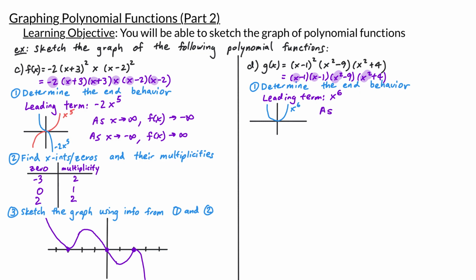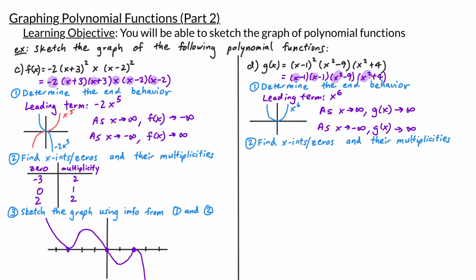And so, as x goes to infinity, meaning as we trace our graph to the right, for x to the 6th, the graph goes up. So our function g of x will behave the same way, which means that g of x will go to positive infinity. And as x goes to negative infinity, meaning as we trace our graph to the left, if we trace this x to the 6th graph, we see that it goes up. And so our function g of x will behave the same way, which means g of x will go to positive infinity as well.